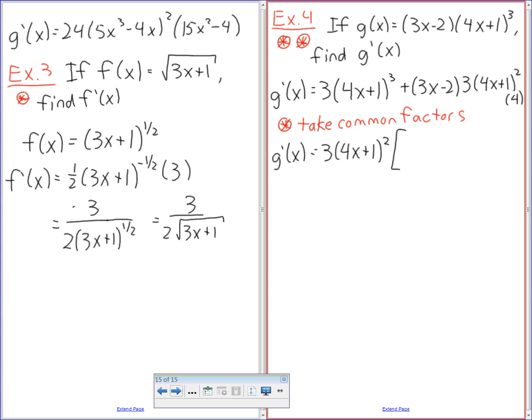Okay. Now for the tricky part. What's left? If I take away from the first term a 3 times 4x plus 1 squared, what am I left with? 4x plus 1, good. On the right-hand side, if I take out a 3 times 4x plus 1 squared, what am I left with? 3x minus 2. Yeah, 4 times 3x minus 2.